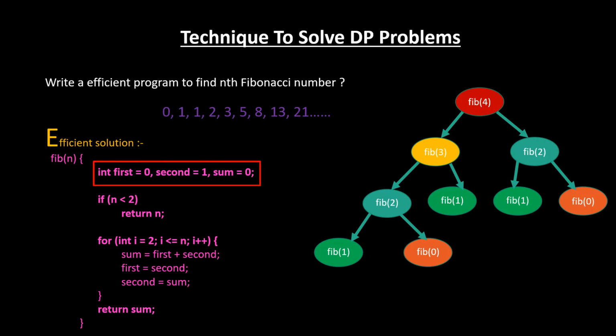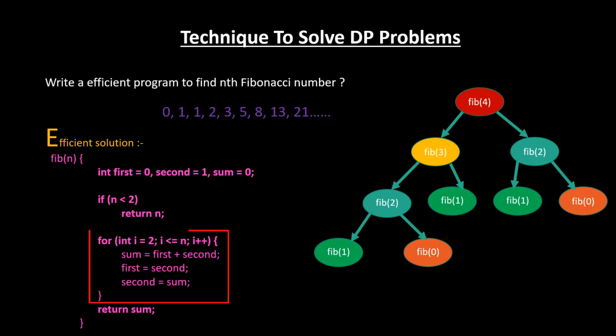First and second are already predefined because 0 and 1 are there, and sum is 0. So like in all the solutions, we have done the same thing. If n is less than 2, return n. Else we'll go into the loop and we'll calculate the third term. Third term is sum here. So we'll calculate the sum of first plus second, so that you will get the next term.